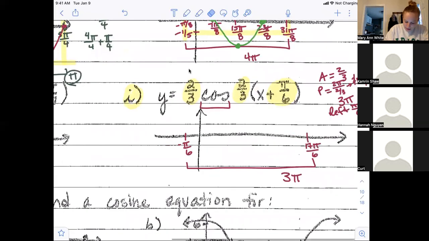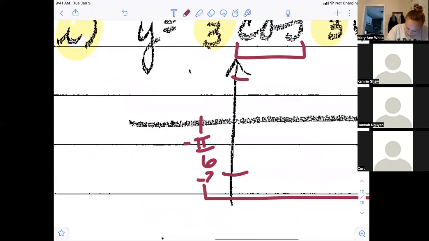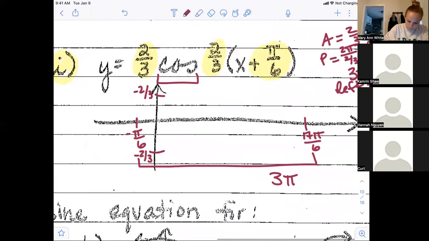Let's start our amplitudes while we're thinking about it. 2 over 3 and then negative 2 over 3. You can put those wherever you want on your graph as long as they're labeled. I'm drawing my little barrier so I can keep my whole graph inside that little box.